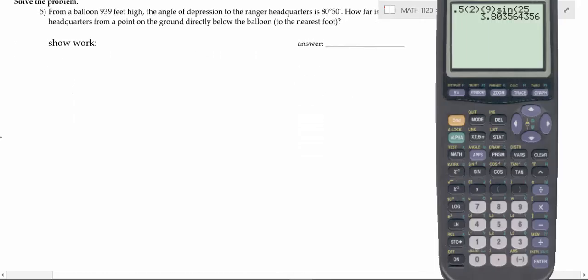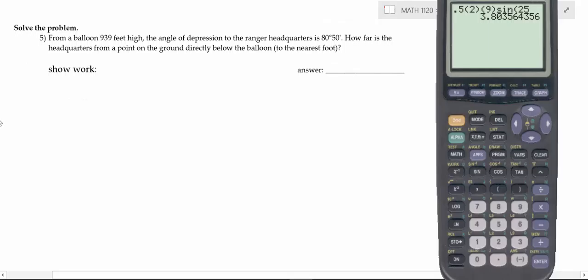The other thing I like to do with triangles is applications. Make sure you can set up a diagram. Use either the law of sines or the law of cosines to interpret the problem. So let's read the problem and see if we can get this built.